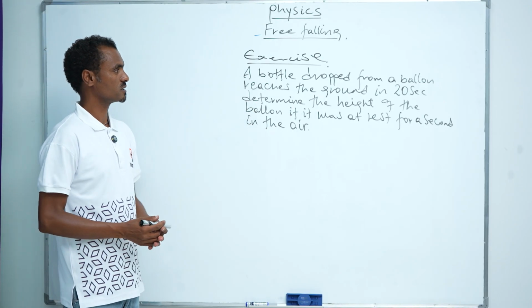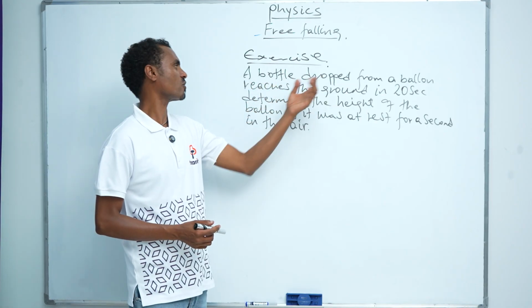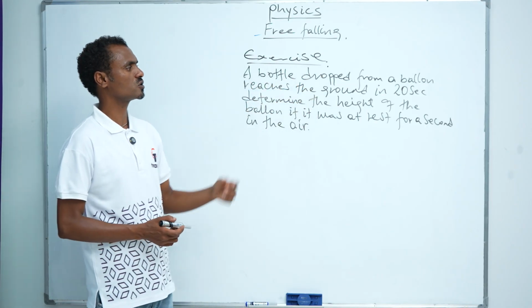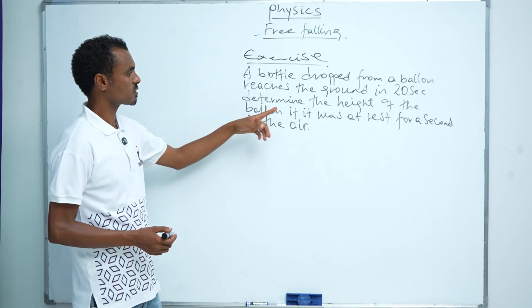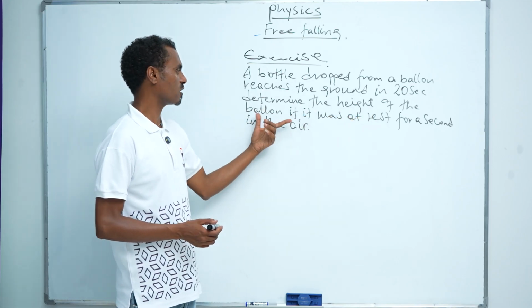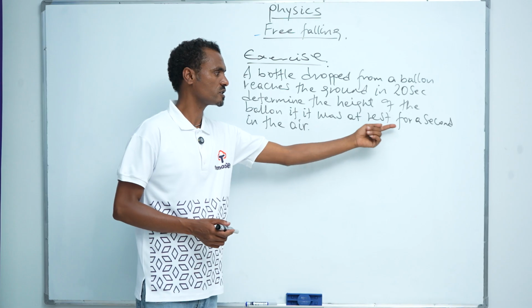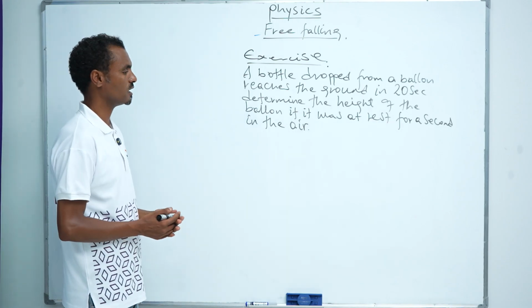Let's go through our exercise part. A ball dropped from a balloon reached the ground in 20 seconds. Determine the height of the balloon if it was at rest for a second in the air.